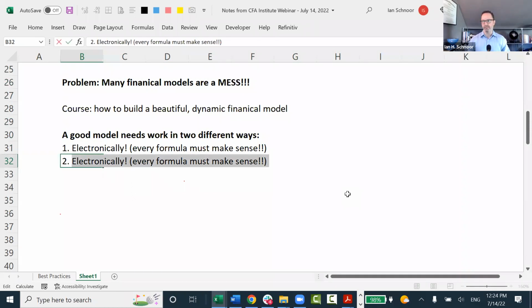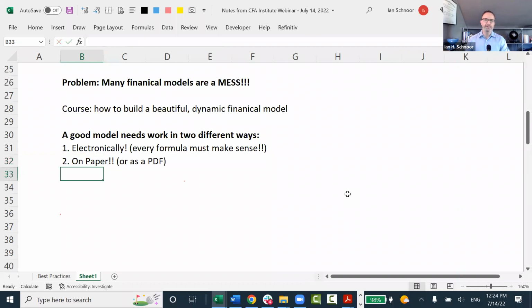The second way that a good financial model has to work, guys, is that even in today's day and age, a good model has to work on paper or as a PDF. A good financial model must be a tool that works as a nice paper-based document. Why is that? It's because decision makers still want to make a decision by looking at something on paper or as a PDF. It's very unusual to make a major investment decision by opening up a big spreadsheet with everyone looking at it and playing with it. That doesn't usually work that way. We need to make sure that a model works nicely on paper.